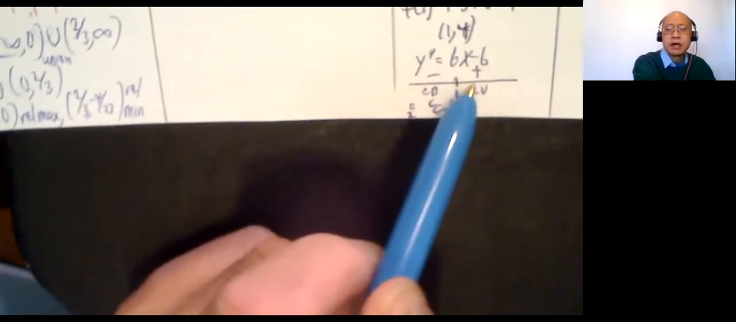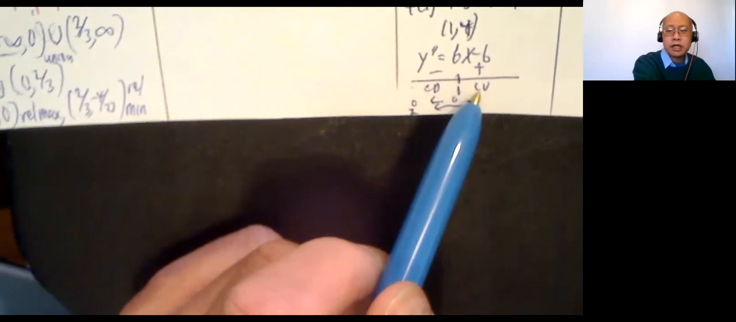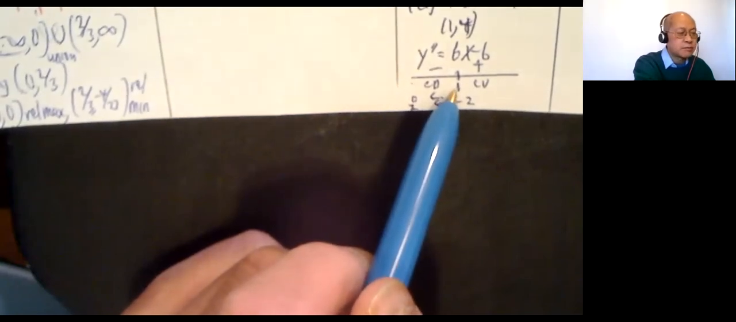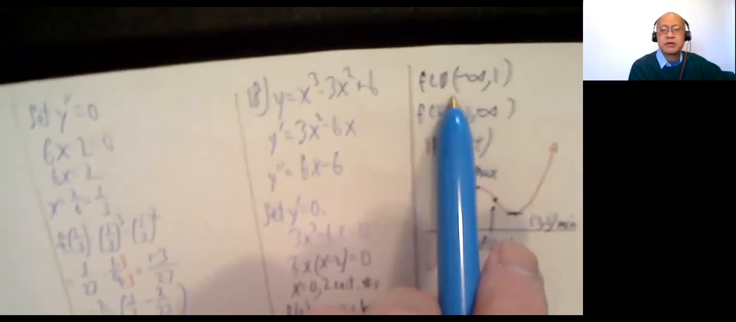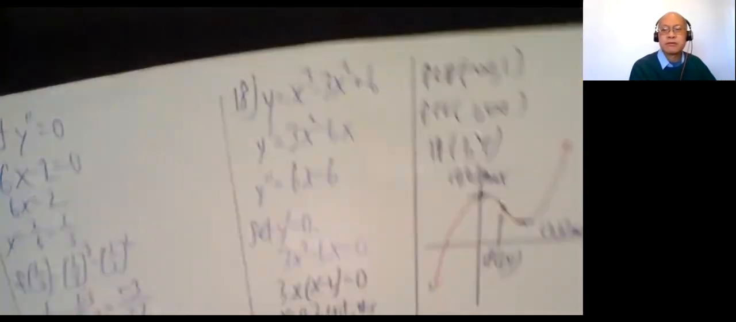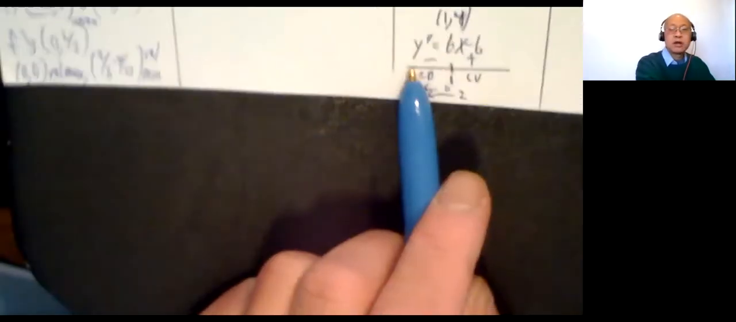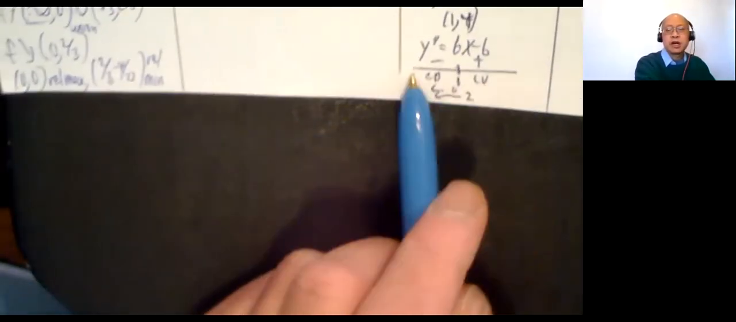Okay, so again, negative second derivative, concave down. Positive second derivative, concave up. Was there a change in concavity? Yes, there was. So I have an inflection point at 1. So here are the intervals of concavity. F is concave down between negative infinity and 1. Concave up from 1 to infinity. Right? Negative infinity to 1, concave down. Rest of the time, concave up. And I do have an inflection point at 1, 4.